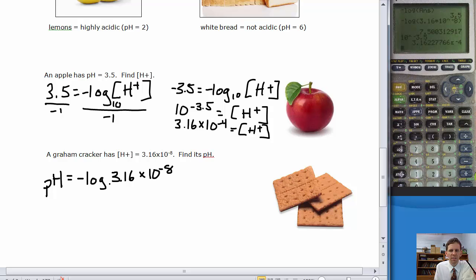Now if you're using a standard base 10 log, there is a base 10 log button on everybody's calculator. It's located here next to the 7 on the TI calculators. So this is actually really easy. You just type in negative, here's our base 10 log, regular log, 3.16 times 10 to the -8th power. And when you type that in, you get a decimal of about 7.500. I'm just going to round that to 7.5, and that's your pH value for the graham cracker. And that wraps up our notes on logarithms and exponents.